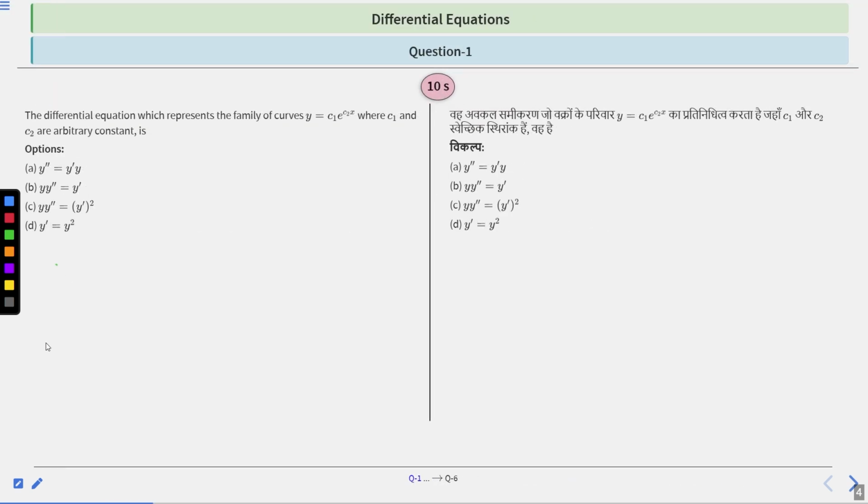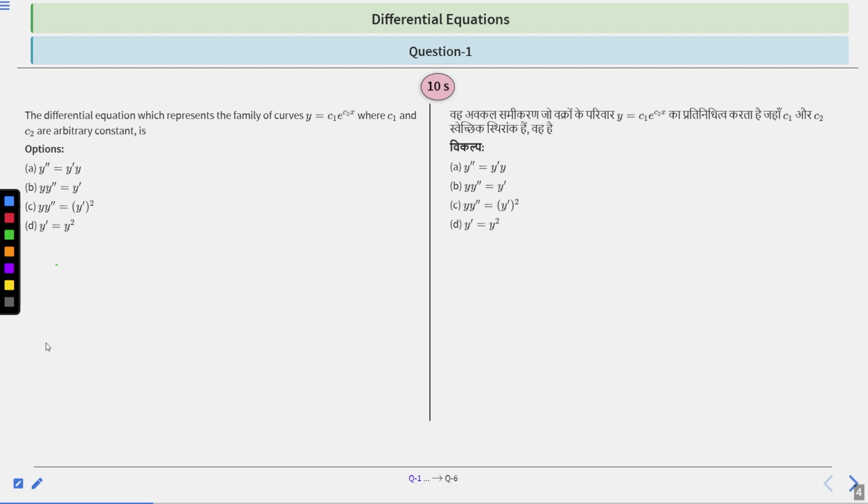Let's start with question number 1, which says: the differential equation which represents the family of curves y is equal to c1 e to the power c2x, where c1 and c2 are arbitrary constants, is. We have a given equation, and we have to find the differential equation with respect to this equation. So we will differentiate both the sides, and after differentiating, we can try double differentiation if there is a need.